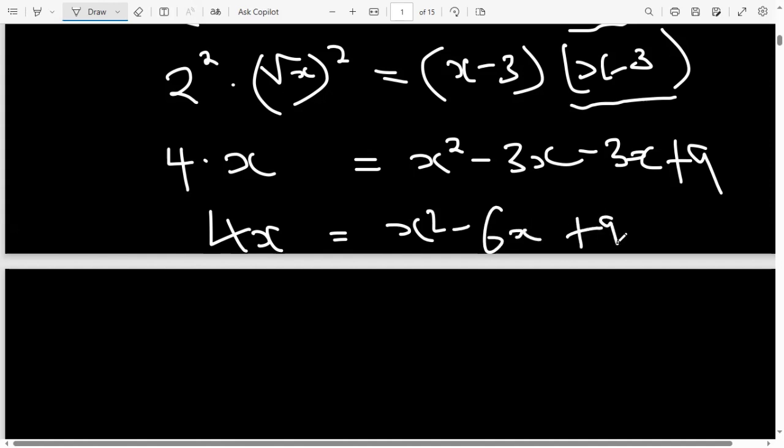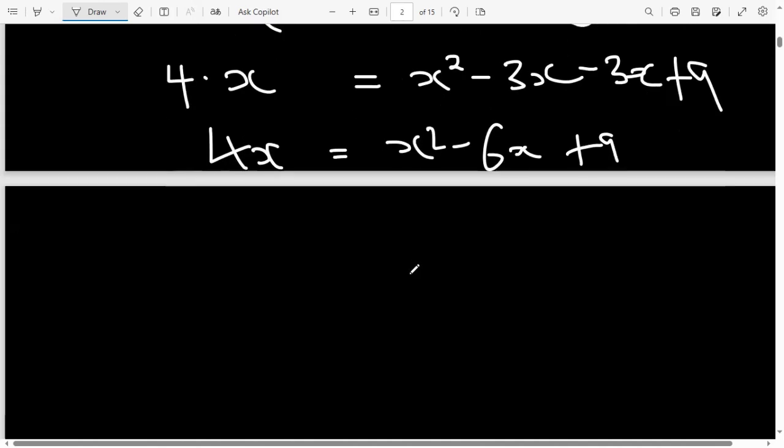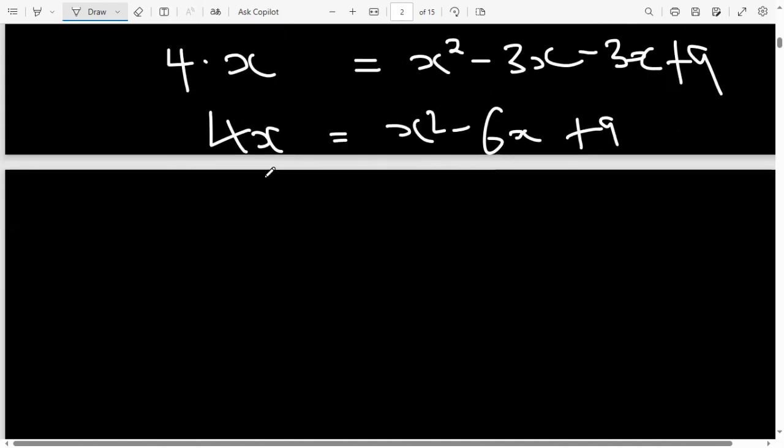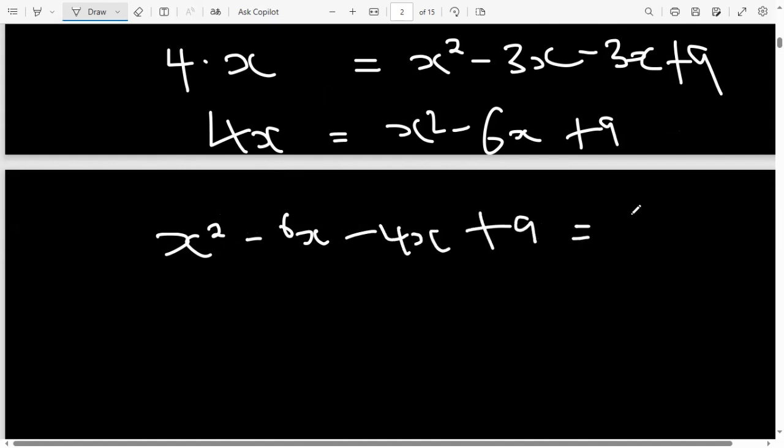So we see that we are going to come up with a quadratic equation here. Let's take everything to the left-hand side. Let's take this 4x to the left-hand side. So we are going to have x squared minus 6x minus 4x, and then plus 9. Of course, this will just equal 0.